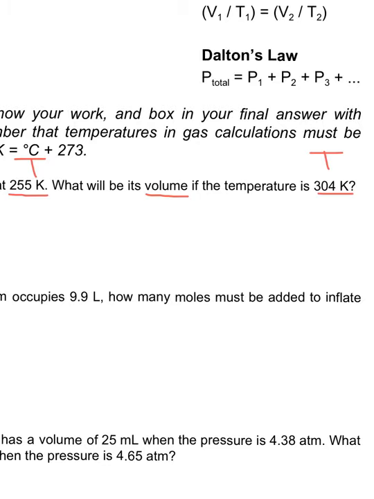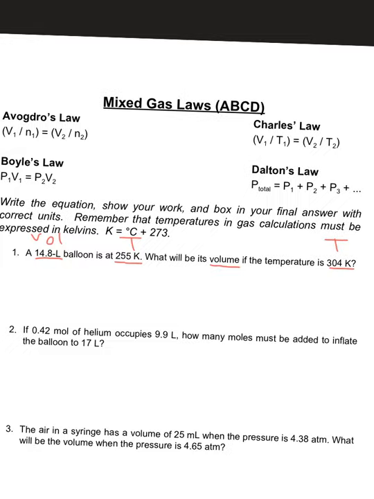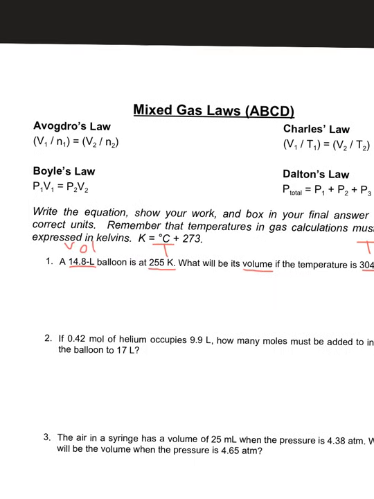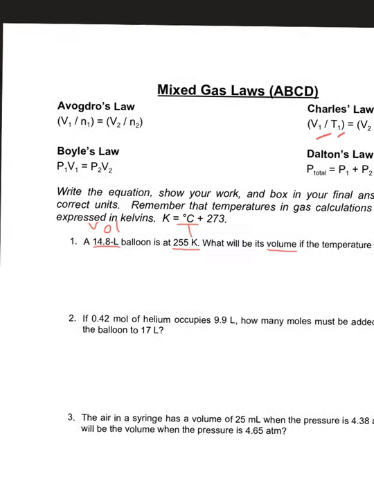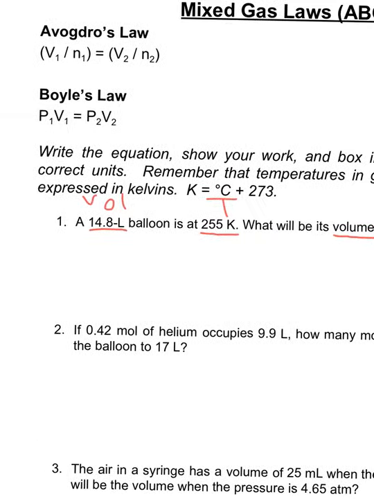Okay, so we look up at our equations, volume and temperature. Which one are we going to use? We're going to use Charles' law. It has volume and it has temperature. So that's the one we're using, Charles' law. Okay, so Charles' law states we have V1 over T1 equals V2 over T2. Okay, now all we have to do is figure out what goes where.